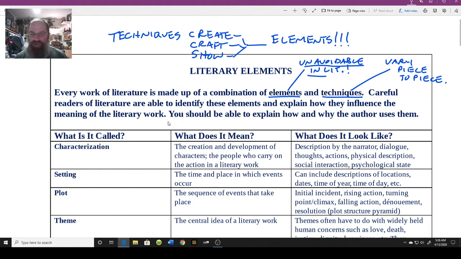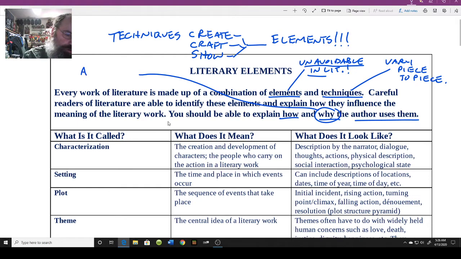So anyway, this should sound really familiar to you. You should be able to explain how and why the author uses them. So the why, and I want to beat this into your head, the why is about association. What do we associate with that choice? How was it employed? Was the literary element employed to create setting? Was it employed to create character? Was it employed to create conflict, plot, etc.?